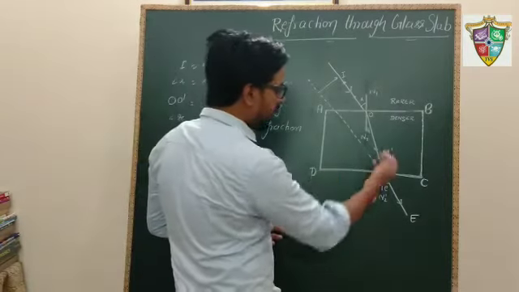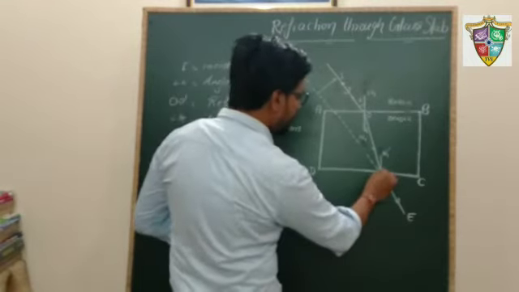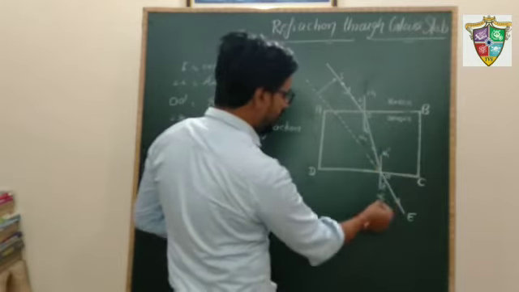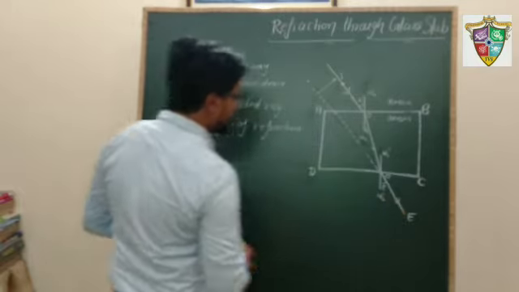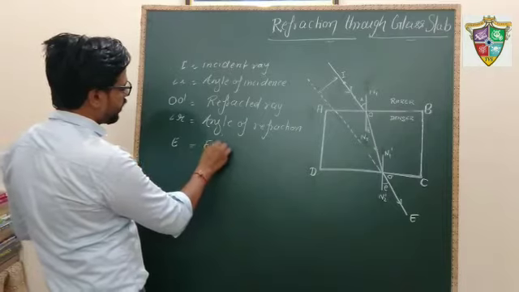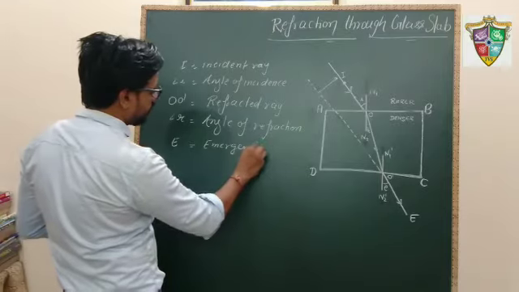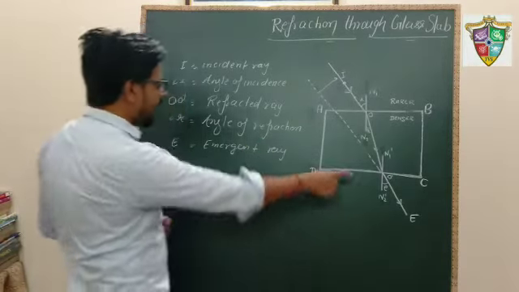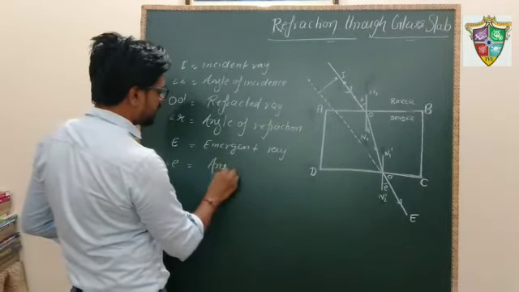And when this refracted ray strikes the other surface of the glass slab, say CD, at this point O dash, if we draw another normal N1 dash N2 dash, it will go along this path O dash E, and this E is known as the emergent ray. And the angle that the emergent ray is making with the normal is known as the angle of emergence.